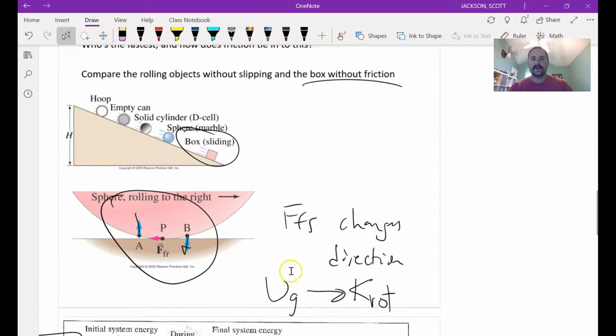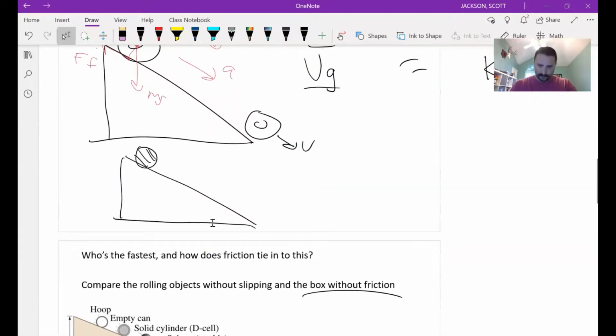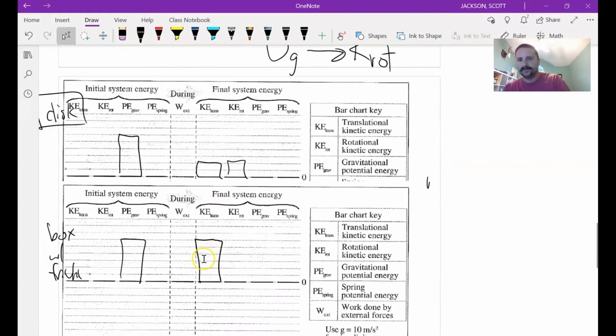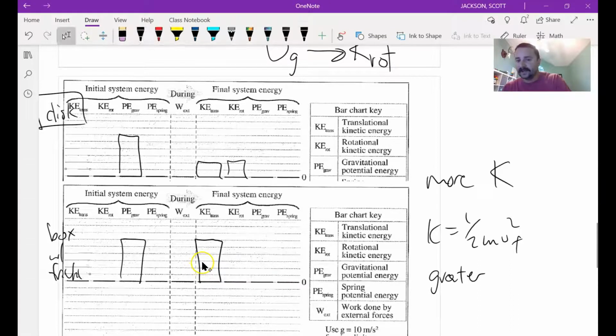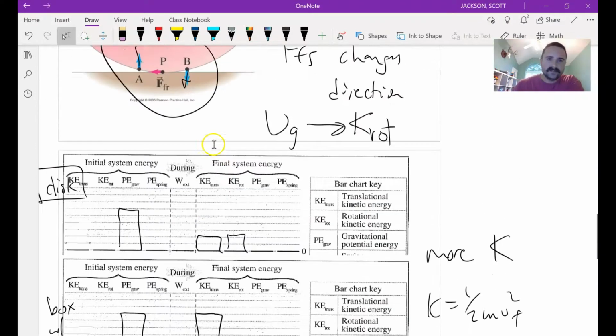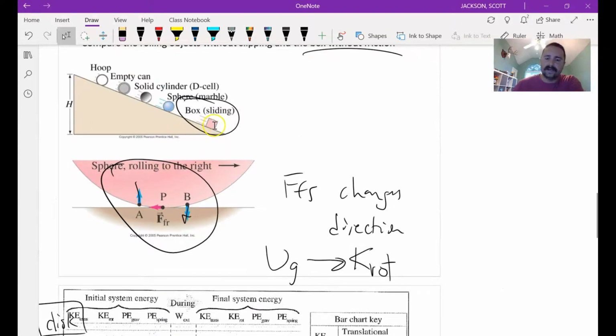So in a race, if I have more kinetic energy, and kinetic energy is 1/2 mv squared, that means I have a greater linear kinetic energy, so I have more final velocity. That also becomes a greater average velocity, so that wins the race. So without friction, the block is always going to win.